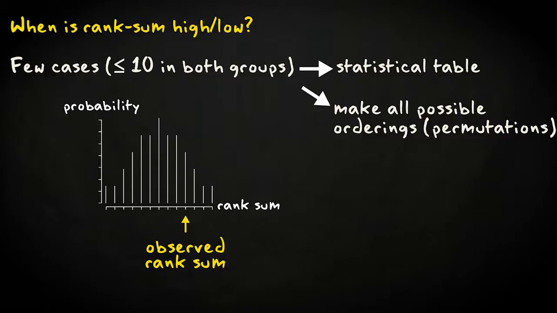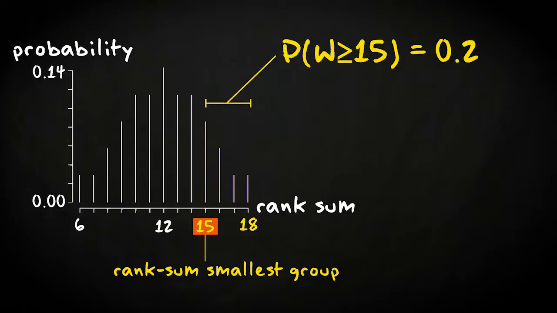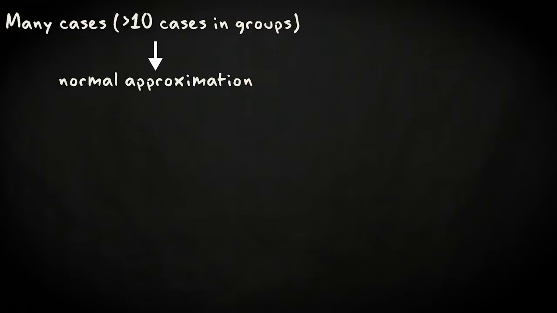For the 7 cakes, the null distribution of the rank sum for the smallest group of 3 is given here. As you see, the observed rank sum of 15 or higher is occurring in 1/5 of the cases. This is not particularly extreme, and therefore the null hypothesis of equal sales for the left and right side of the counter is not rejected. If group sizes are bigger than 10, the rank sums become normally distributed, so then a z-test can be used.